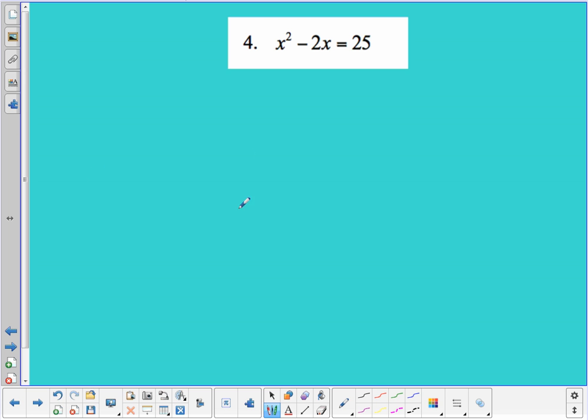So I left off with number 4, and what we talked about in the last video is the fact that our quadratic equations need to be set equal to 0. So I'm going to have x squared minus 2x equals 25. I need to subtract this 25 and move it over so that it is equal to 0. So that gives me x squared minus 2x minus 25 equals 0. And now I'm ready to solve that quadratic.